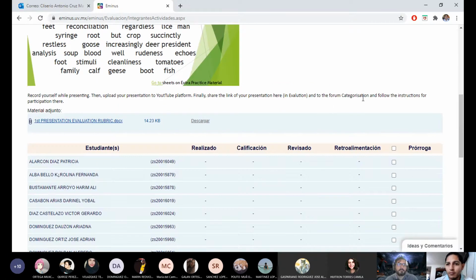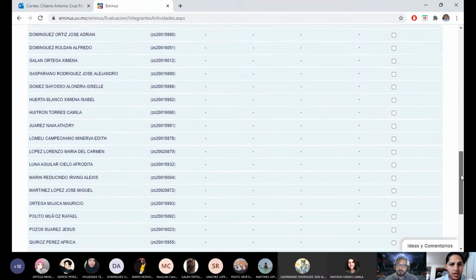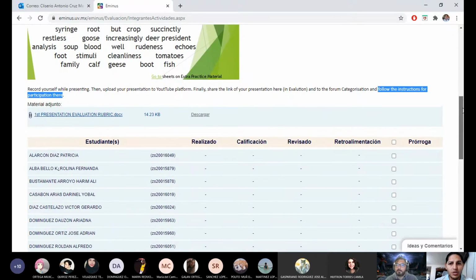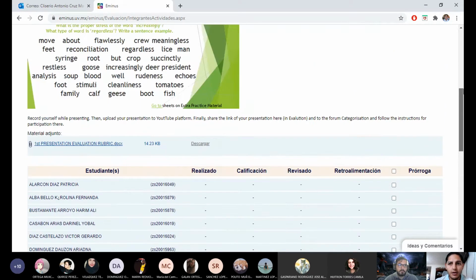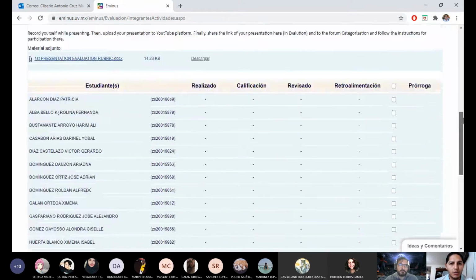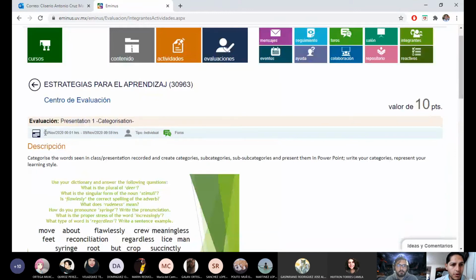And go to the forum. There is one forum called categorization. You need to follow the instructions there in the forum. So let's suppose you're here and this is the place you need to deliver your link. You deliver your link here. By the way, it's going to be from November the 3rd, that is today, until November 9th at 10 in the morning.